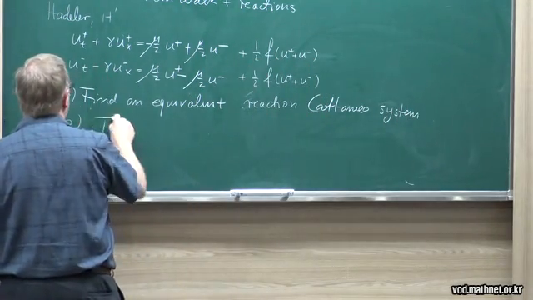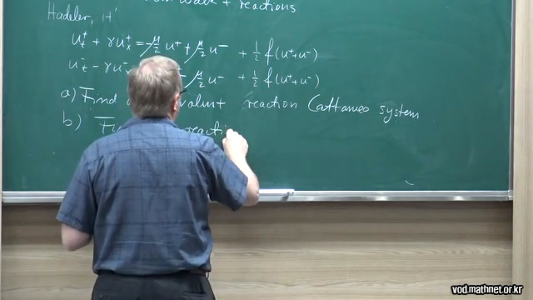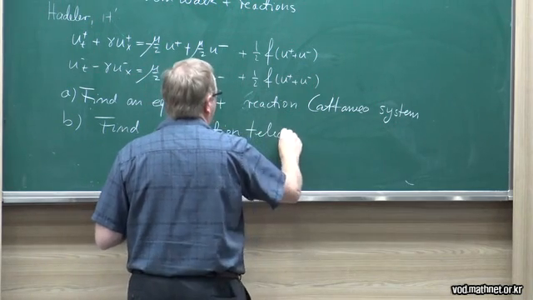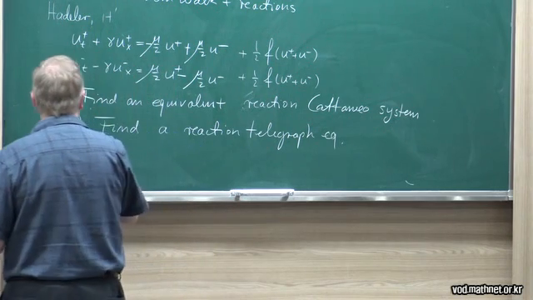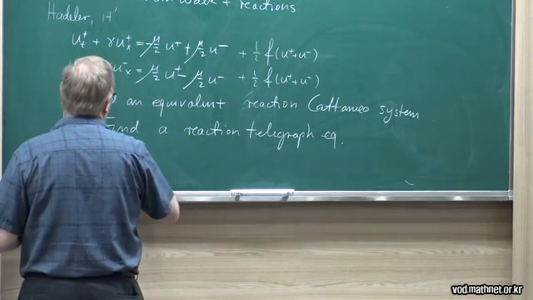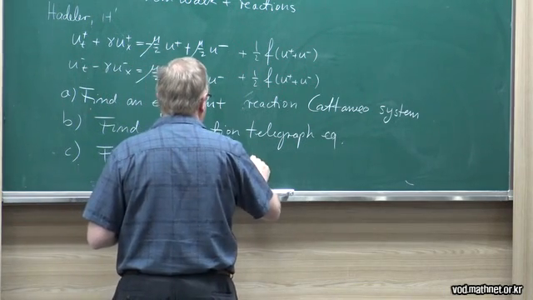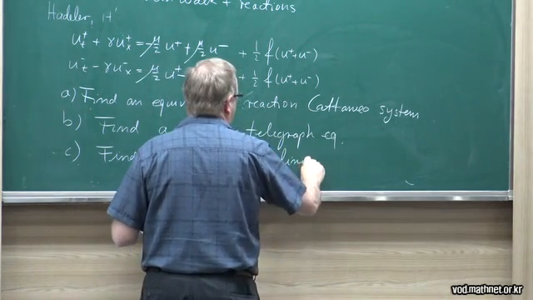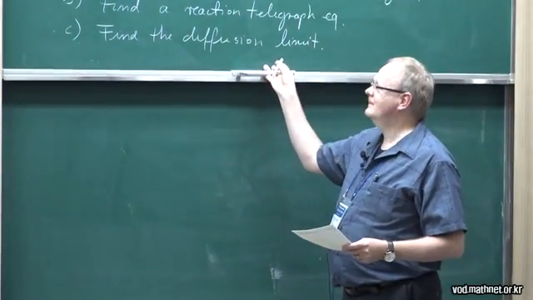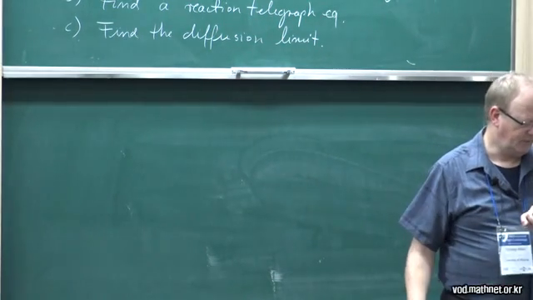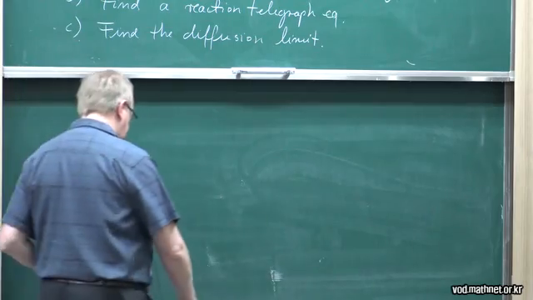And then B, find the reaction Telegraph equation. And then C, find the diffusion limit. And so how much time do I give you? Maybe about 10 minutes or so to figure all this out.